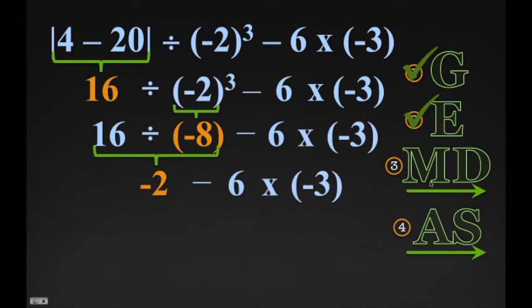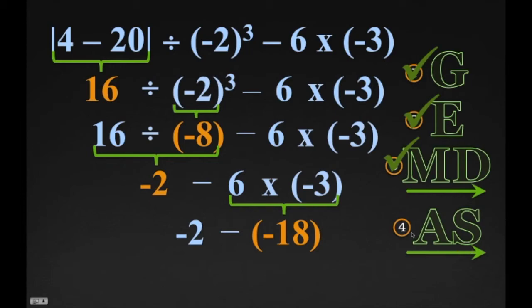Is there any other multiplication or division to do? Yeah. Looking from left to right, we see that we still have 6 times negative 3. And what's 6 times negative 3? That's going to give us negative 18. And after we finish work, we should bring down the stuff we haven't used yet. So we'll bring down the negative 2 and the minus symbol. Is there any other multiplication or division to do? No. So we're done with step 3 and we go on to step 4, addition or subtraction from left to right.